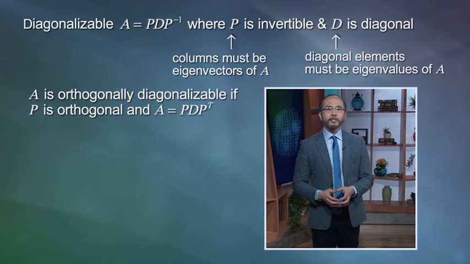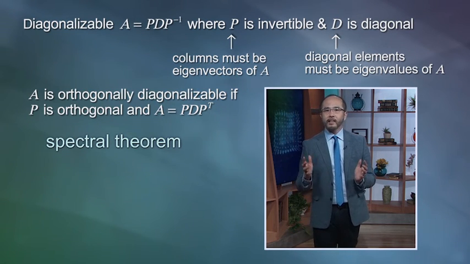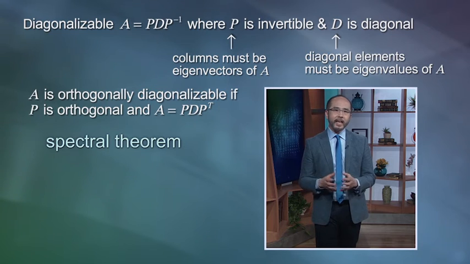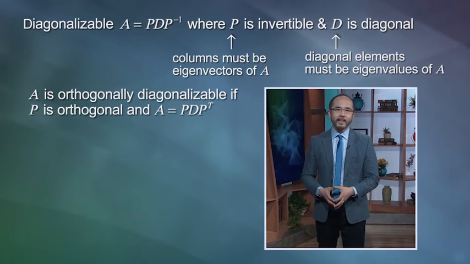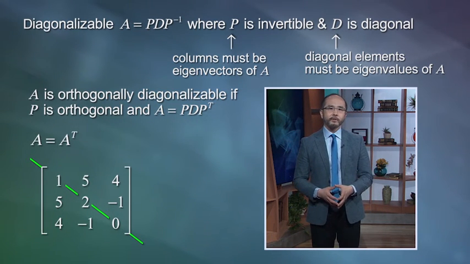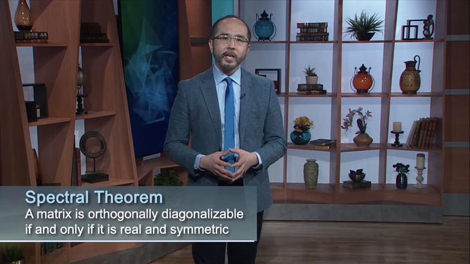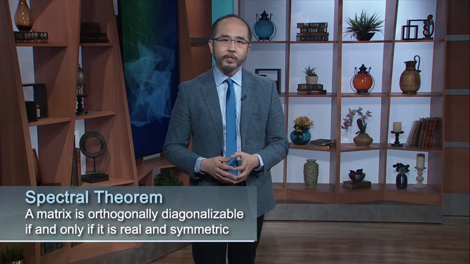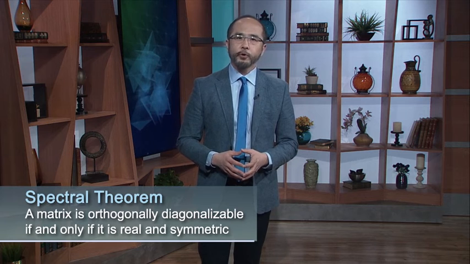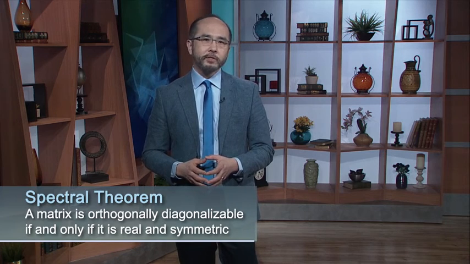It turns out something special called the spectral theorem guarantees that orthogonally diagonalizable matrices are precisely the same as the symmetric matrices. Remember, a symmetric matrix means A equals A transpose. Or what's the same, the entries are symmetric when reflected around the main diagonal. So the spectral theorem says a matrix is orthogonally diagonalizable if and only if it is real and symmetric. We'll just prove the forward direction of this if and only if statement.